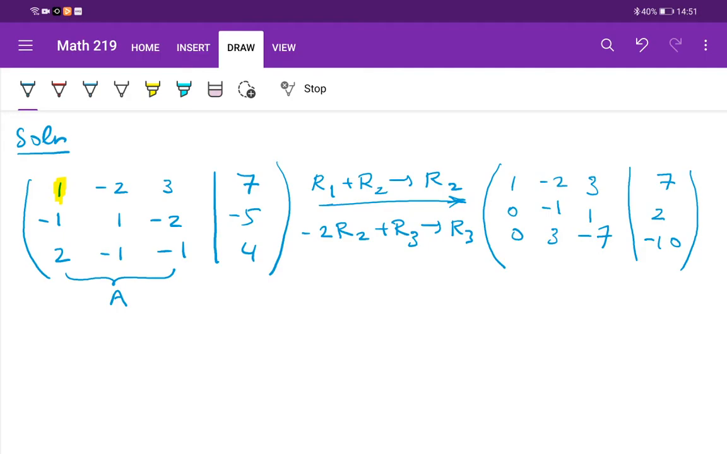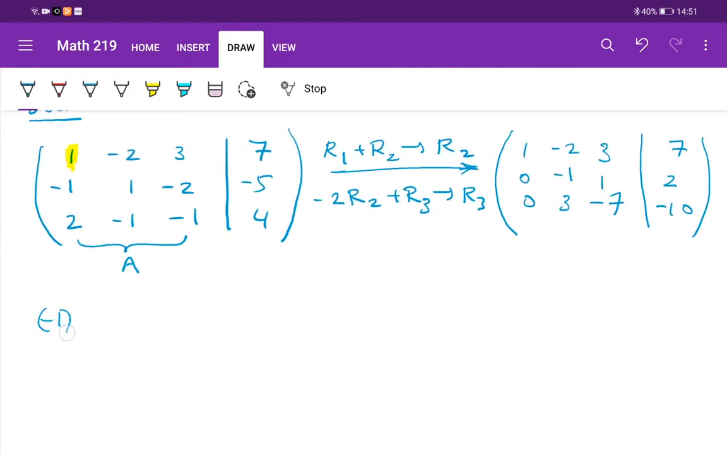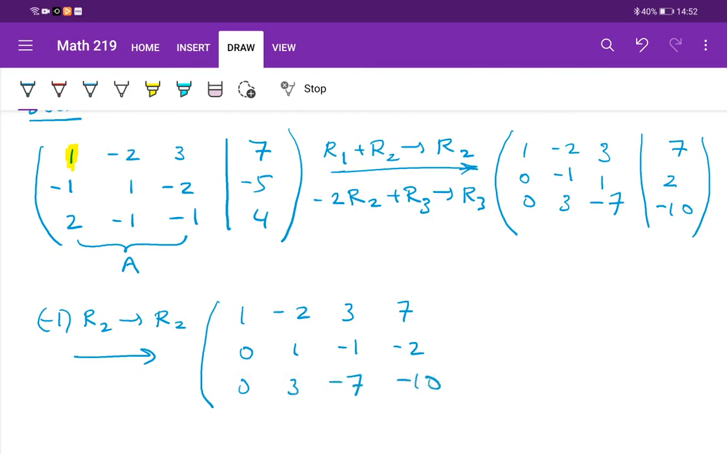Okay, so now we go to the second row, and we want a leading 1 in there. So the first non-zero entry is a 1. We can make that into a leading 1 by multiplying the second row by minus 1. So this will be our new second row. And we get 1 minus 2, 3, 0, 1, minus 1, minus 2, and the last row we didn't do anything to it yet. Okay, so that's our new augmented matrix.